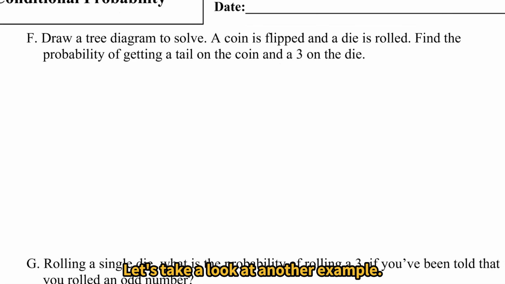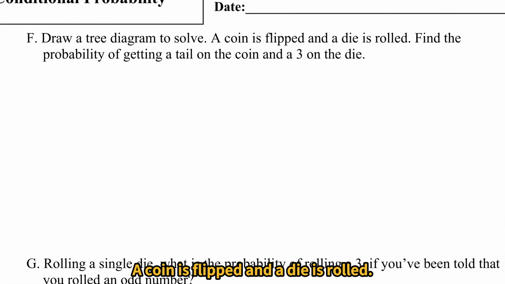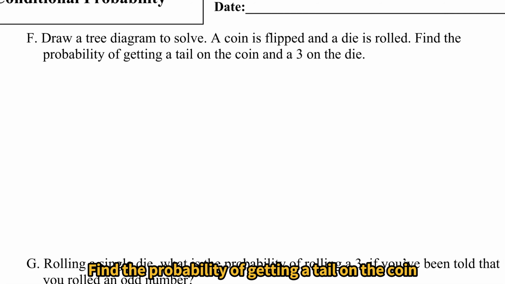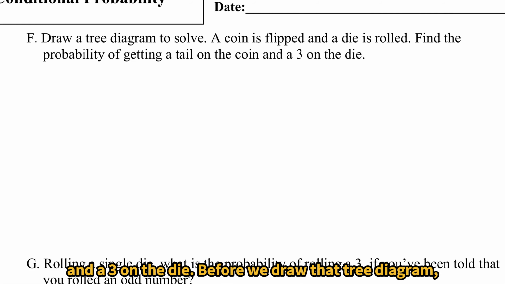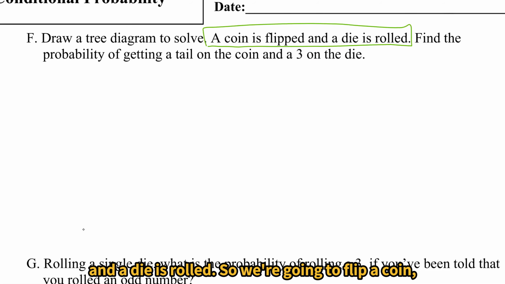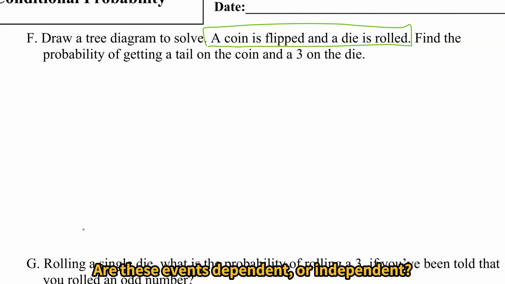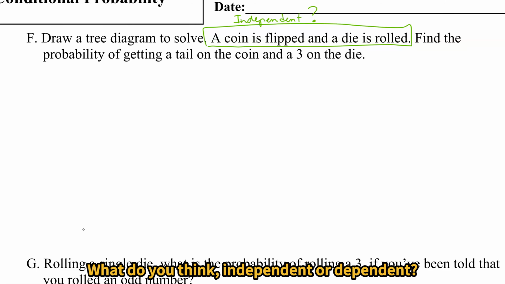Let's take a look at another example. Here we're going to draw a tree diagram to solve. A coin is flipped and a die is rolled. Find the probability of getting a tail on the coin and a 3 on the die. Before we draw that tree diagram, let's talk about this. These two events, a coin is flipped and a die is rolled. So we're going to flip a coin and we're going to roll a die. Are these events dependent or independent? What do you think? Independent or dependent?